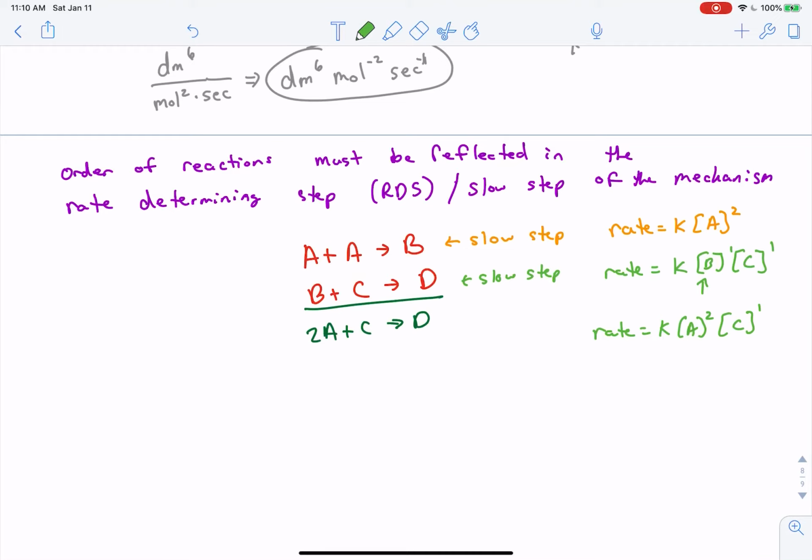Yes? How do you know which step is the slow step? Okay, so that's a good question. There's 2 scenarios there. One, they tell you. Like they could label it as a slow step and they have you figure out the rate law. Or 2, you figure out the rate law and then you have to relate that to the mechanism, say, this must be the slow step according to my rate law.